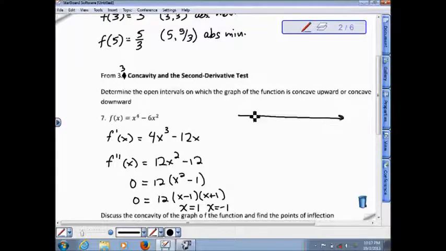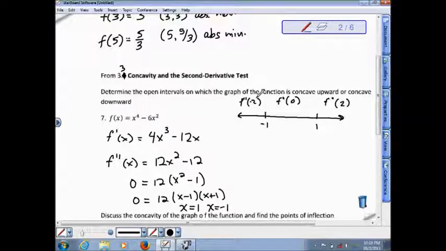So now this test looks like it's similar to the first derivative test. It is. It's the second derivative test, though. And it describes the concavity of the graph. So we test points within each interval into the second derivative. So we do f double prime of -2, for example, f double prime of 0, and f double prime of 2 to see whether or not we have positive or negative values in the second derivative.